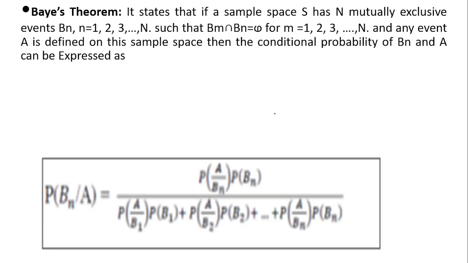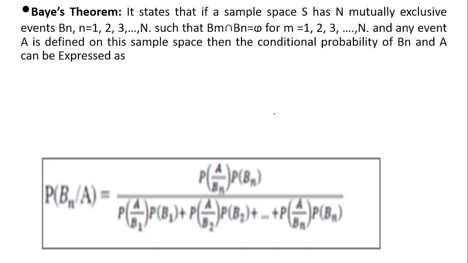The statement is: if a sample space S has n mutually exclusive events Bn, n equal to 1, 2, 3 and so on up to n, such that Bm intersection Bn is equal to phi, meaning they are all mutually exclusive events, and any event A is defined on the sample space, then the conditional probability of Bn given A can be expressed as P of Bn given A is equal to P of A given Bn into P of Bn divided by P of A given B1 into P of B1 plus P of A given B2 into P of B2 and so on, plus P of A given Bn into P of Bn. This is the statement.